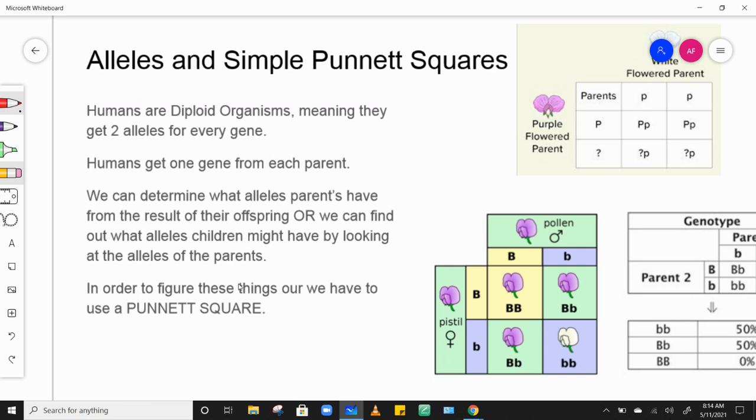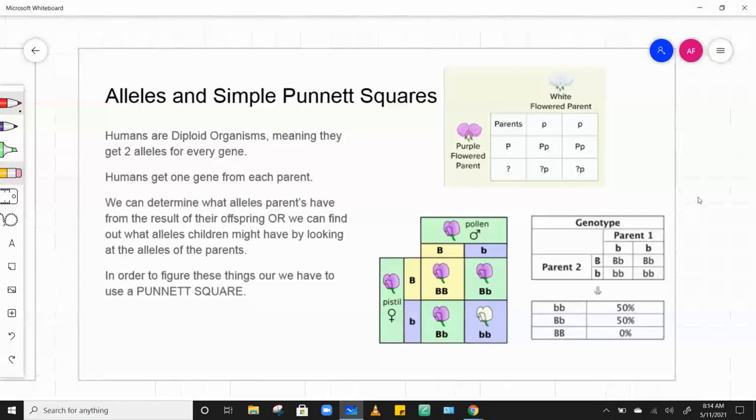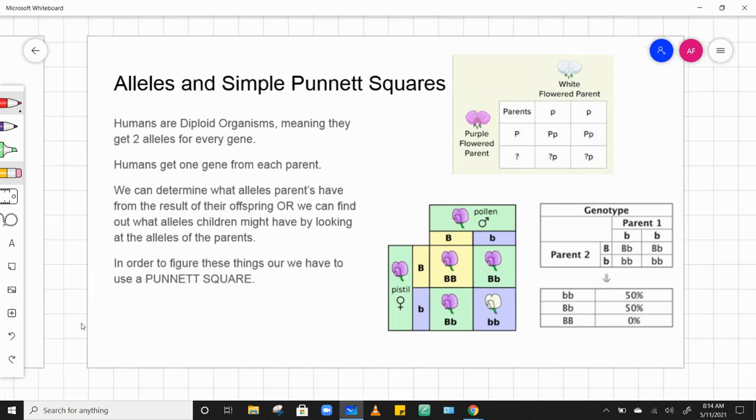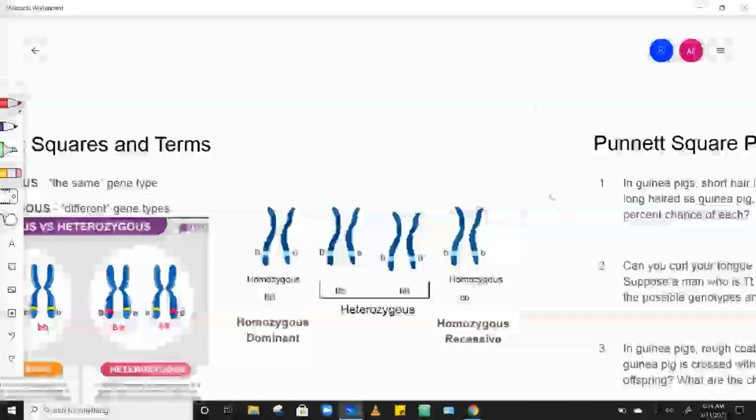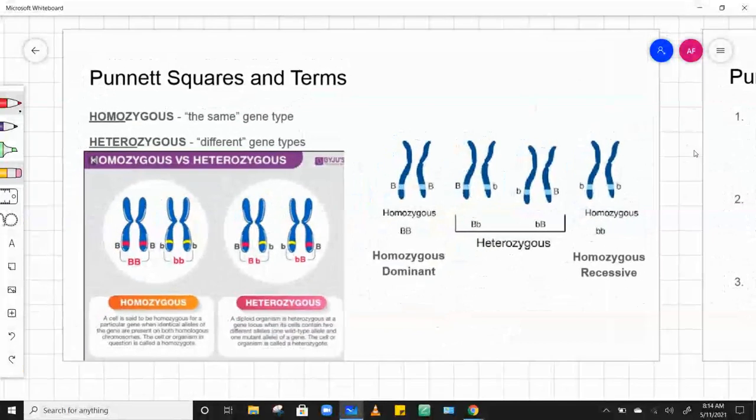In order to figure these things out, we use what we call a Punnett square. Basically, we take the genotype of one parent and the genotype of the other, and then cross them to see what all the possible combinations could be. These are just some examples of Punnett squares. We're going to do some practice. It'll just make more sense when we practice it.